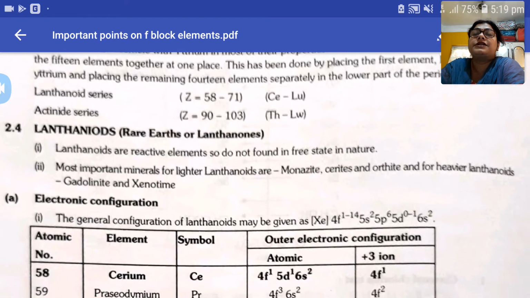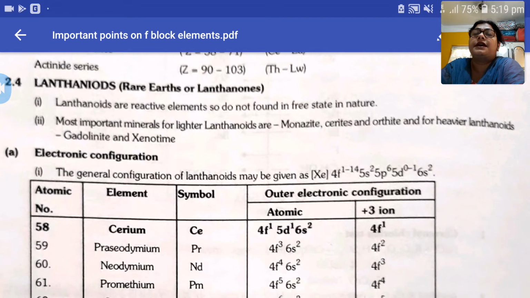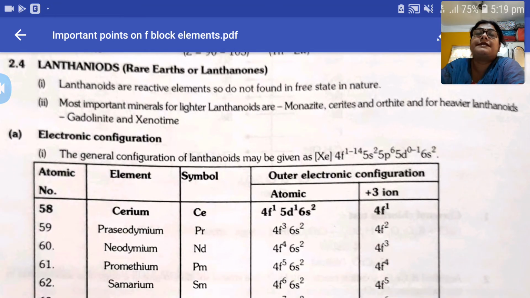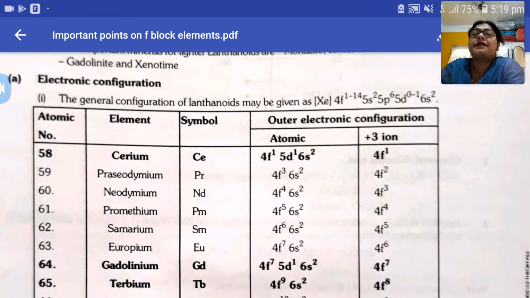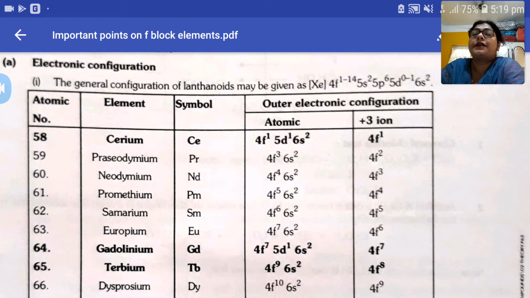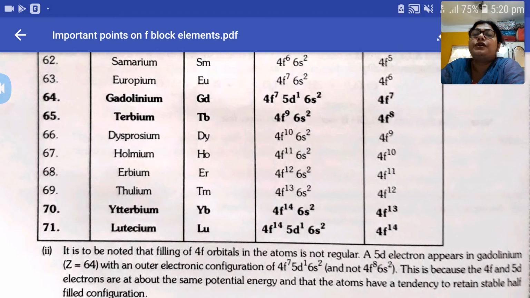Now let us see the general electronic configuration for the lanthanoids. The general electronic configuration is given as xenon 4f1 to 14, 5s2, 5p6, 5d0 to 1, 6s2. So this is the general electronic configuration for the elements belonging to the lanthanoid series. Now let us have a view of the series. We have from atomic number 58, that is cerium, to lutetium, 71. All the elements from 58 to 71 belong to the lanthanoid series.